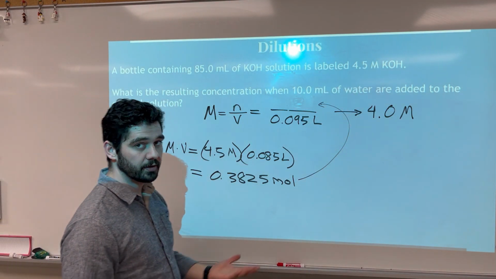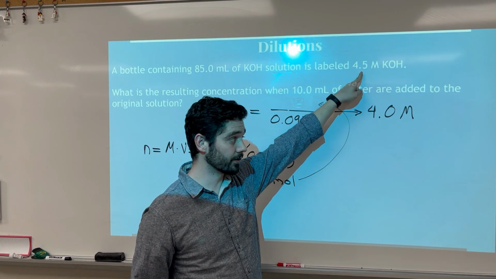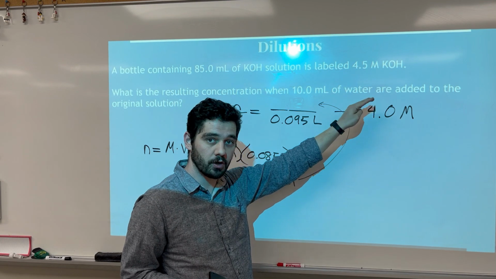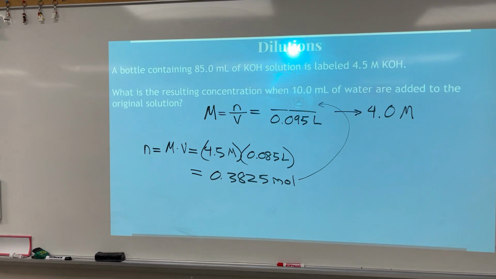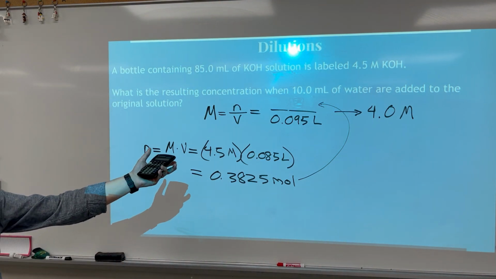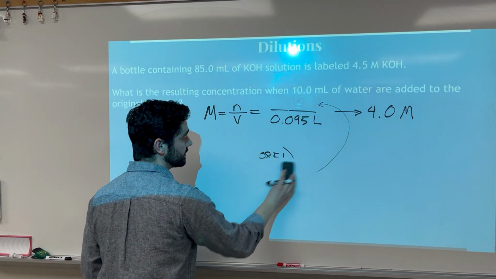Okay. And so it makes sense, right? I started with a 4.5 molar solution. I watered it down. It makes sense that I have a lower concentration, okay? So this kind of illustrates the idea of how watering things down lowers the concentration, and that's how we could calculate it. Okay, so that's one type of problem we might run into.